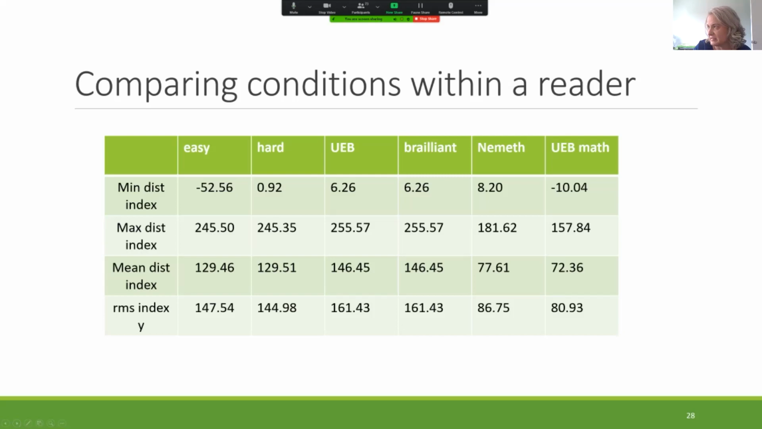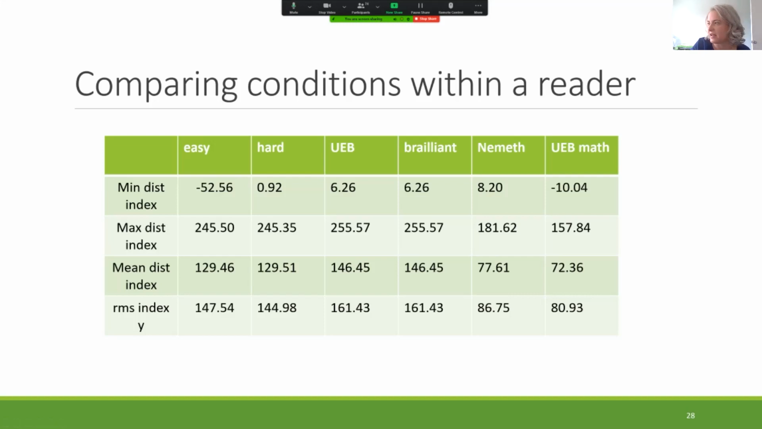Once again, these are just comparisons within a reader, and you can see differences in how they're reading. So when they're reading an easy passage, the average, well, let's ignore the minimum for a second. The average, when they're reading an easy passage, the distribution is about 130. When they read the difficult passage, it was almost exactly the same. When we did the UEB and the refreshable Braille display, you see that the average distance is exactly the same. When we're seeing the Nemeth and the UEB, we see a little bit of a difference. The average distance between the index fingers went from 77 to 72. So this is key information, because we know that when they're reading literary passages, they're reading them very, very similarly, regardless of what the condition is.